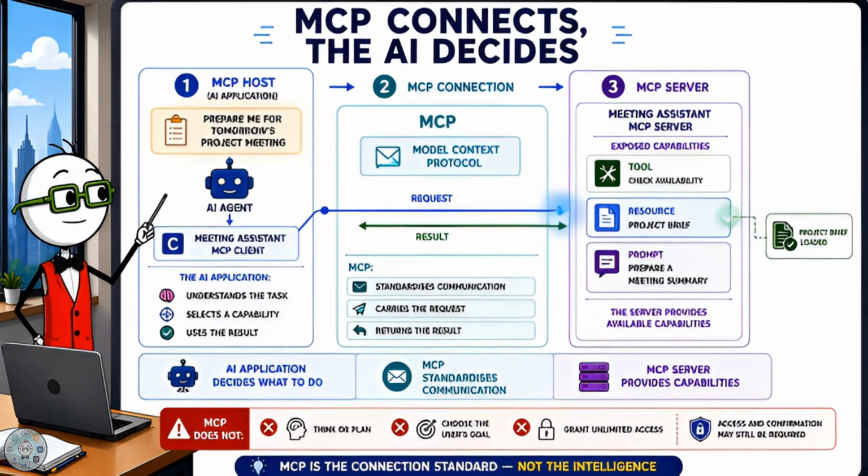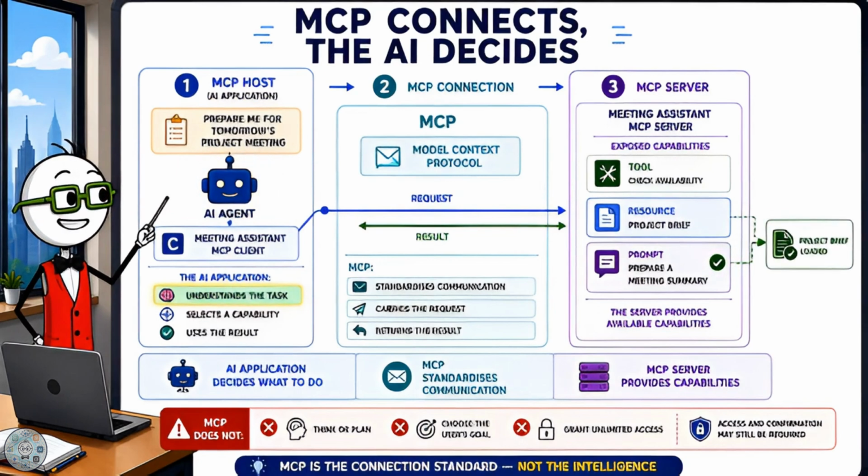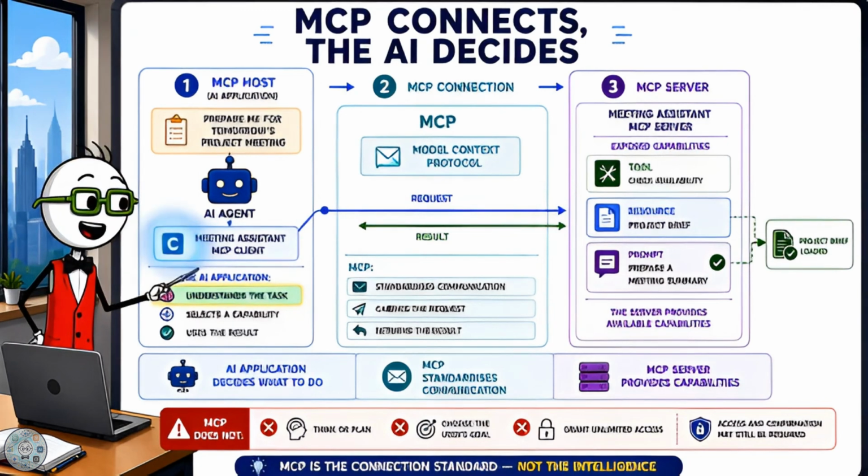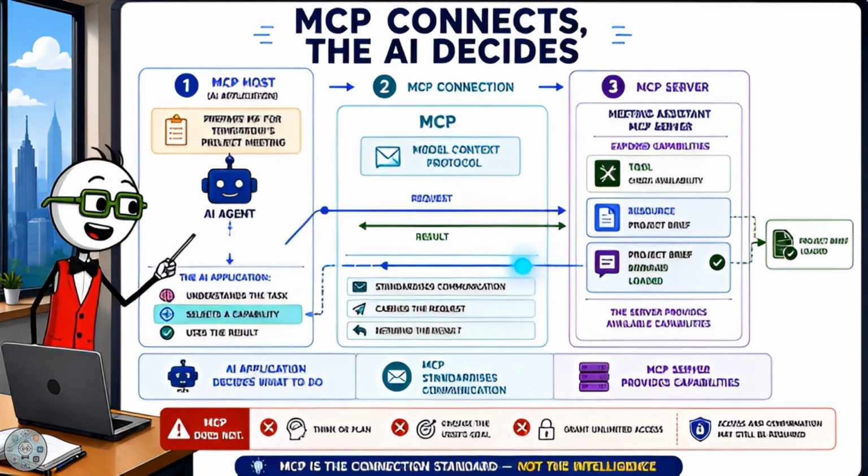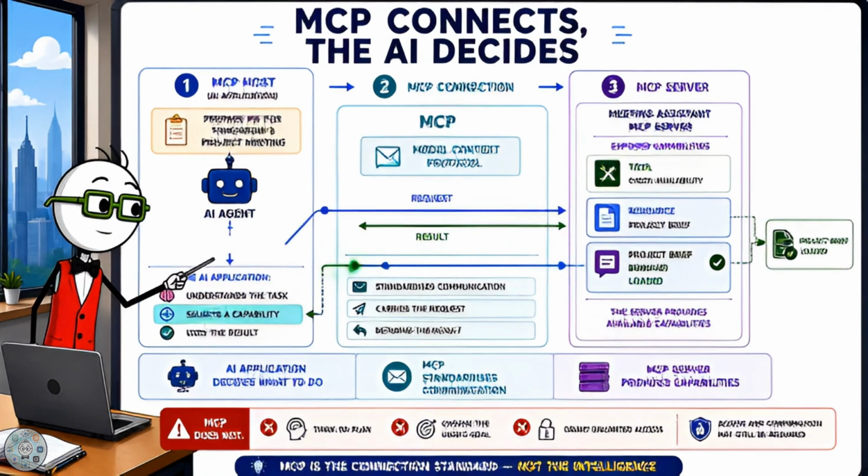MCP connects the AI application to external capabilities, but the AI application still decides what to do. In this example, the AI agent understands the meeting preparation task and selects the project brief resource. The meeting assistant MCP client sends the request to the MCP server. MCP standardizes the communication, carries the request, and returns the result. The server provides the project brief, and the result travels back through the MCP client to the AI agent.